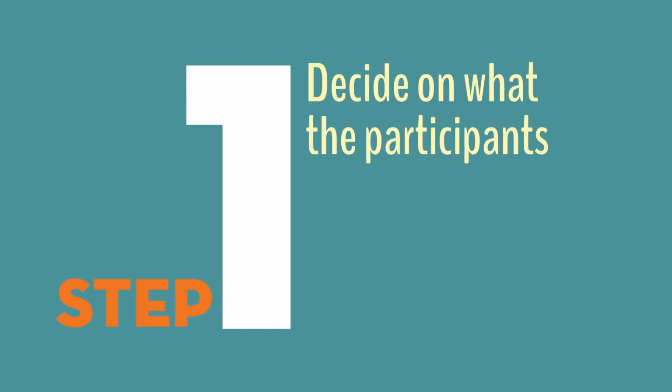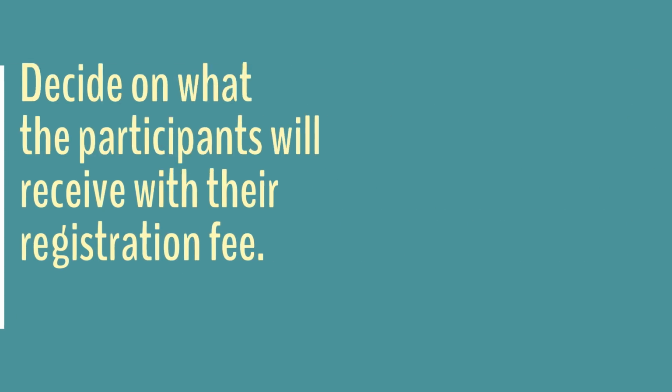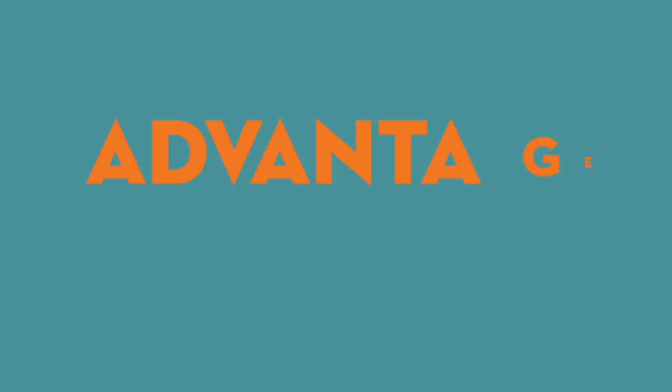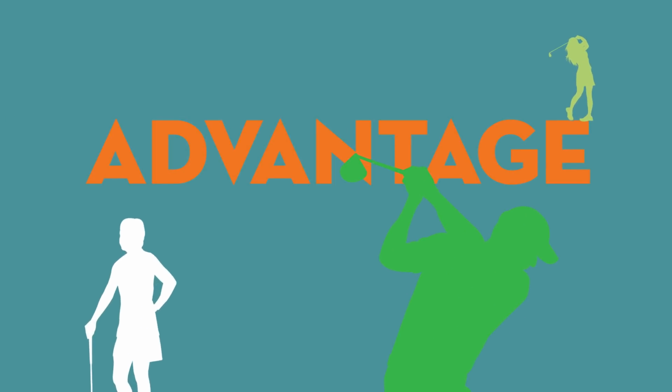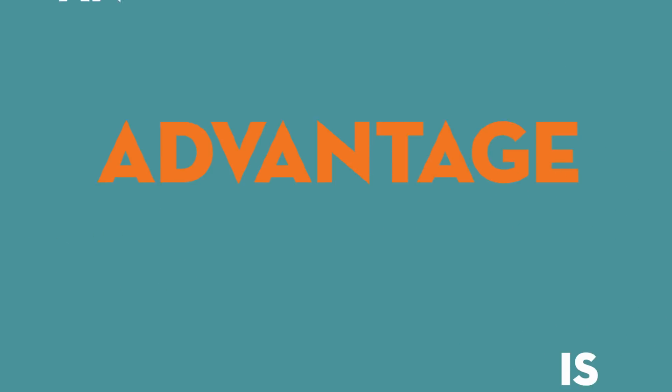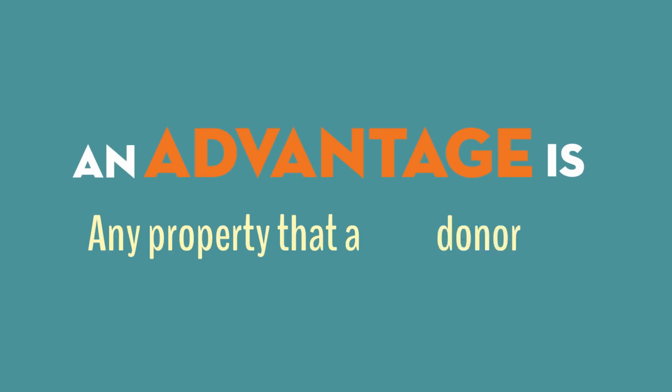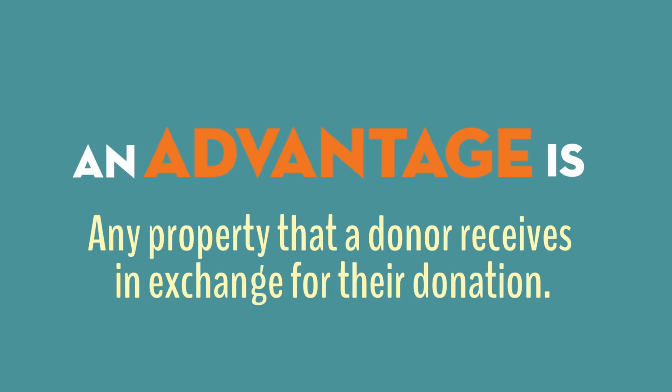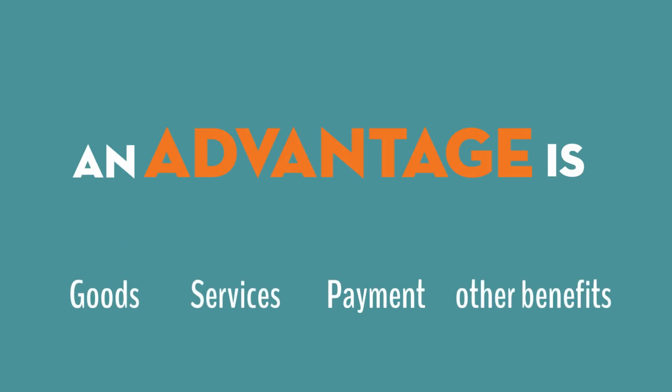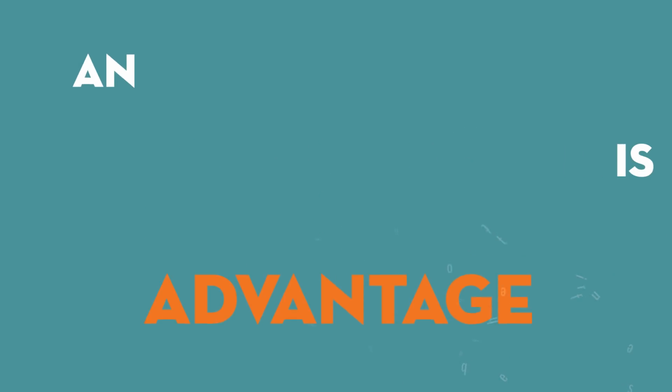The first step is to decide on what the participants will receive with the registration fee. This is called the advantage to the donor. In the case of a golf tournament, the participants are donors. An advantage can be any property that a donor receives in exchange for their donation. It can include any goods, services, payment, or other benefit.